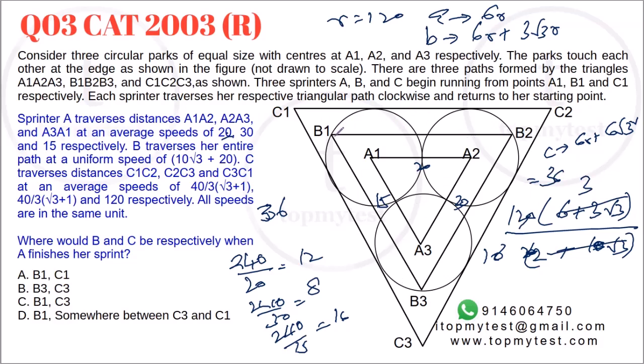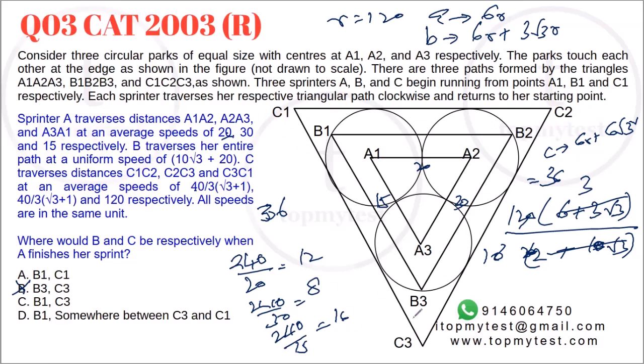So B will be at B1. So this is out. One of these three is your correct answer. Now, where C is will decide where this ends up. Okay, C's speeds for the first two parts, from C1 to C2 and C2 to C3, are 40 by 3 into root 3 by 1, whereas for the third part, it is 120.